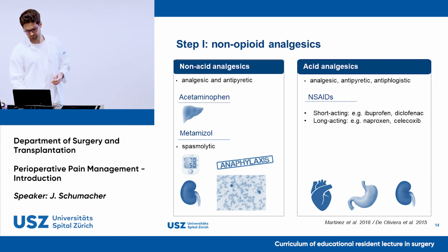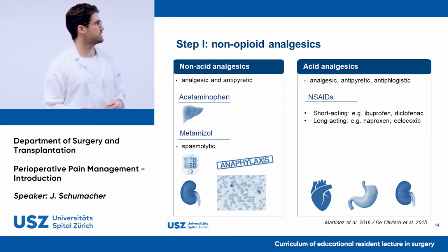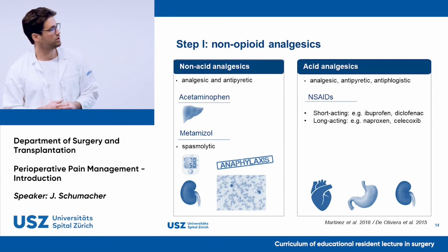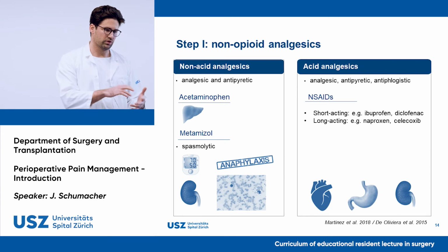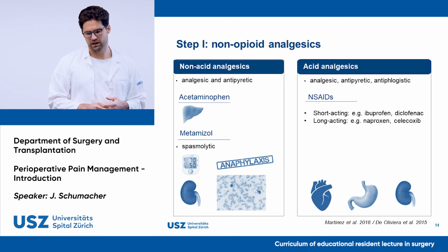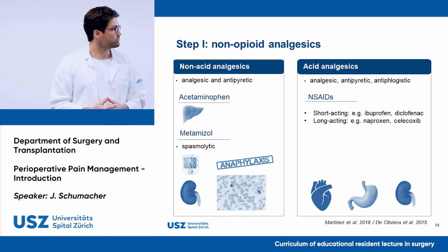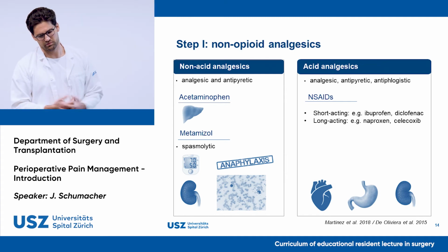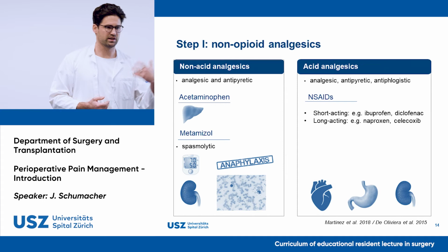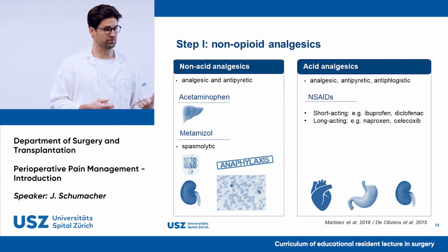The other group, the acid analgesics, they have an analgesic, antipyretic, and antiphlogistic effect. Due to their acid characteristic, they work on a local level and can lower the inflammation process. The so-called NSAIDs, non-steroidal anti-inflammatory drugs, we have several of them. We have short-acting, we have long-acting. Short-acting like the diclofenac, which is very good for pain which is associated with fractures or soft tissue damage.